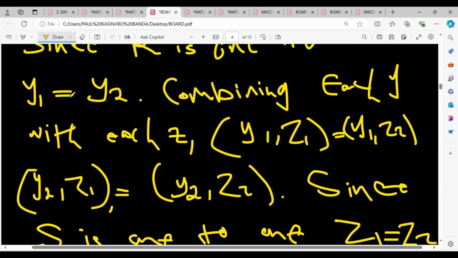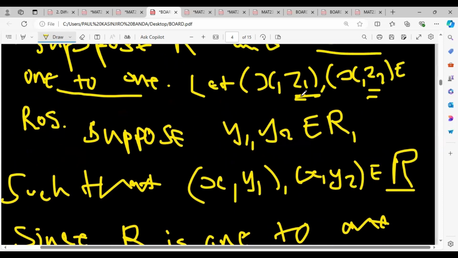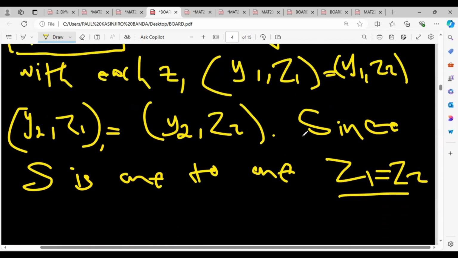So here we first showed that y1 was equal to the y2, and then we combine each of these y values with the z value that we have here, z1 and z2. If we combine them with that, we conclude that since S is 1 to 1, this z1 is equal to the z2. Or just from here, you can see that for this y1 z1 to be equal to the y1 z2, this coordinate here should be equal, right?